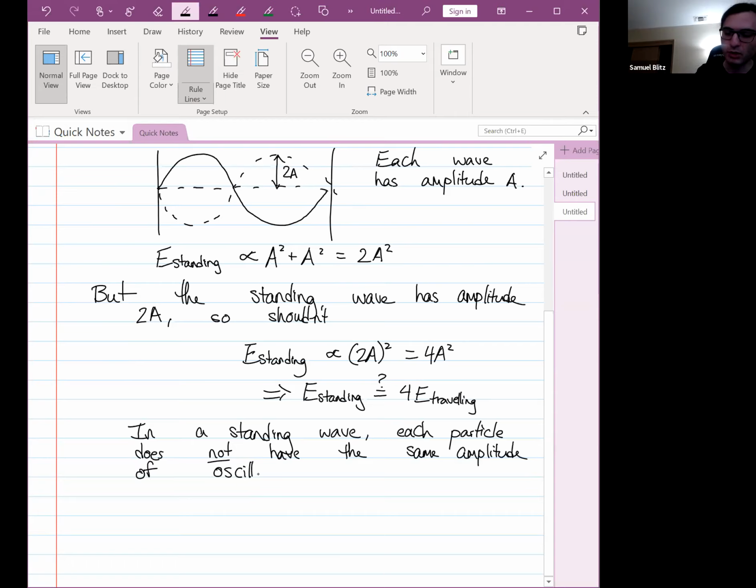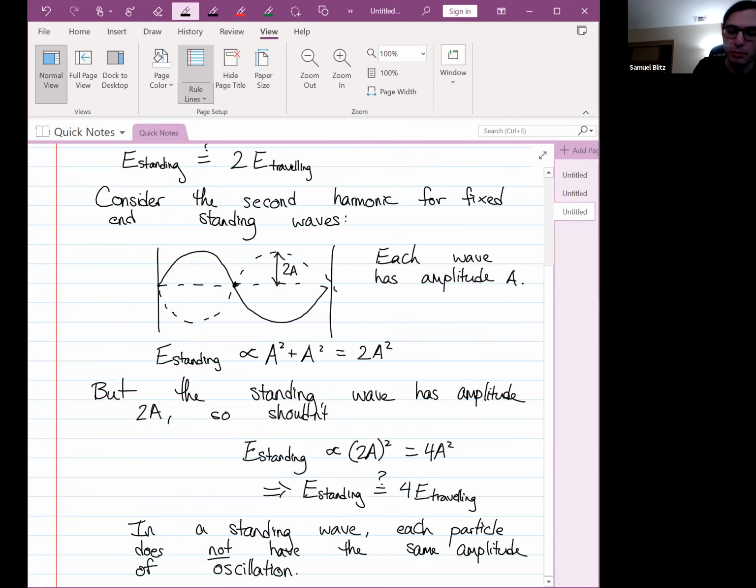And just visualizing what a standing wave does, think about the point that's right in the middle, the node. Well, the particle that's there isn't moving at all. It's not oscillating up and down at all. And the particle that's here is only oscillating up and down a little bit. But the particle that's here oscillates up and down a lot.